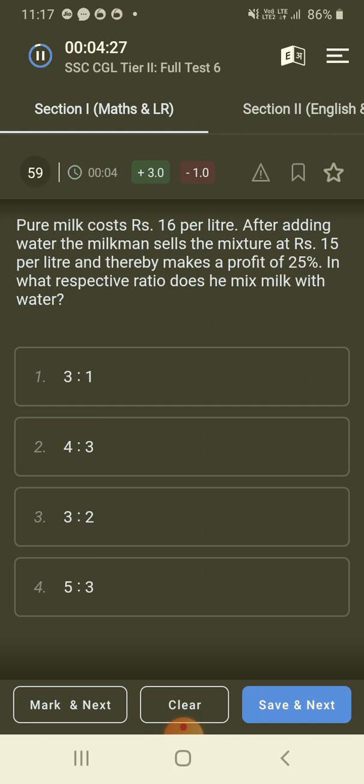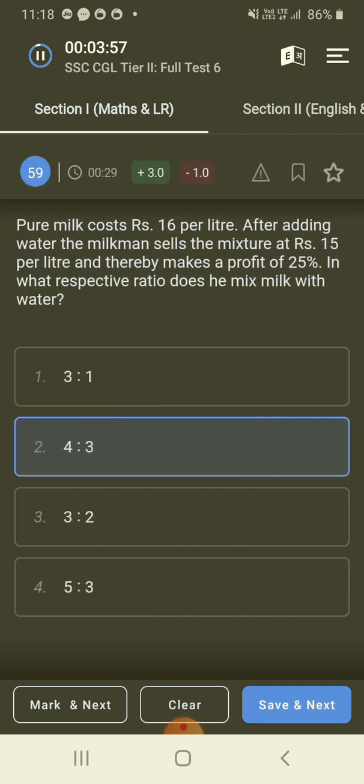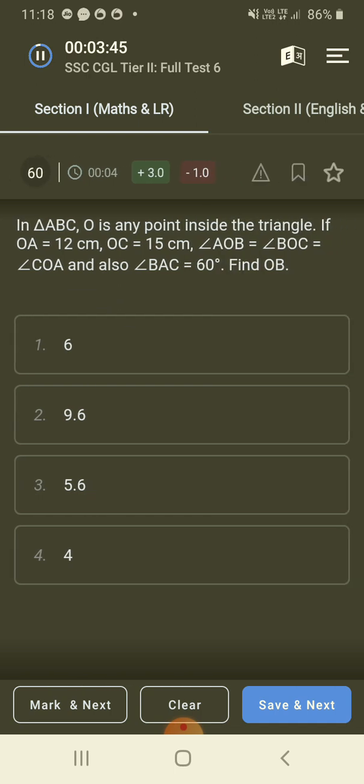Pure milk costs 16 per liter. After adding water, the milkman sells the milk at 15 per 100, making a profit of 15%. The water received as milk with water.